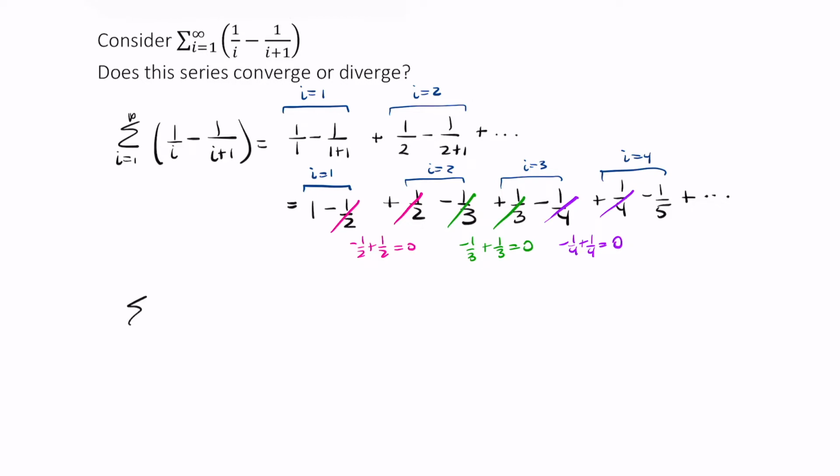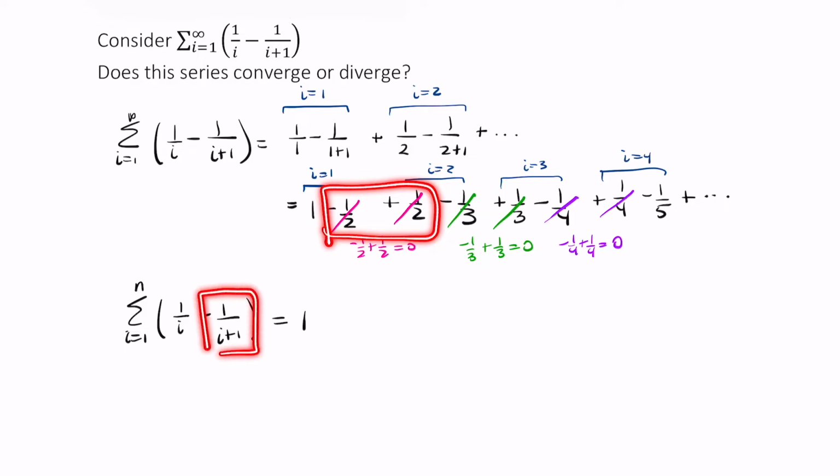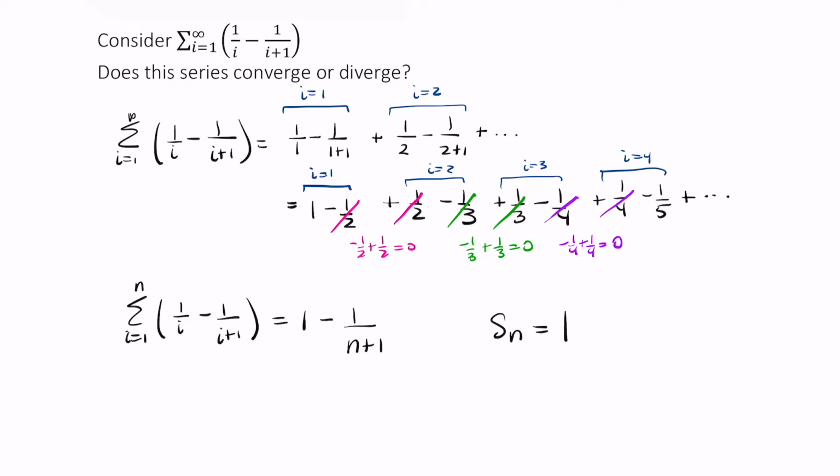What if, say, I just wanted the nth partial sum? I could go ahead and work all this out again, but clearly I'm just going to be left with a 1. And since the second part of every term cancels out with the first part of the next term, I know I'm just going to have this left. So that's minus 1 over n plus 1. So this is equal to the nth partial sum.